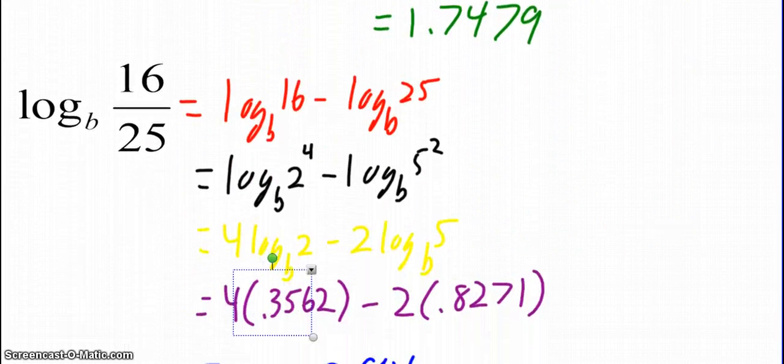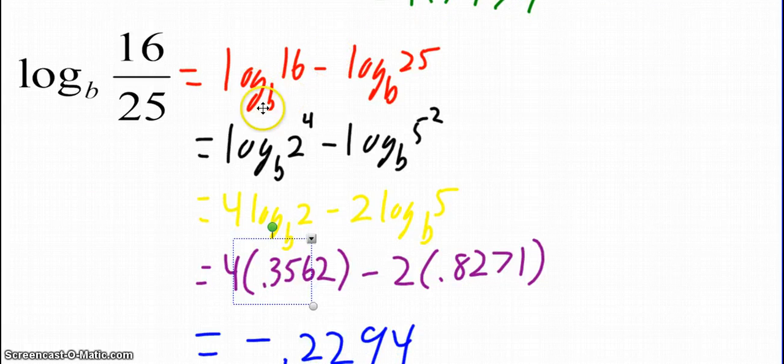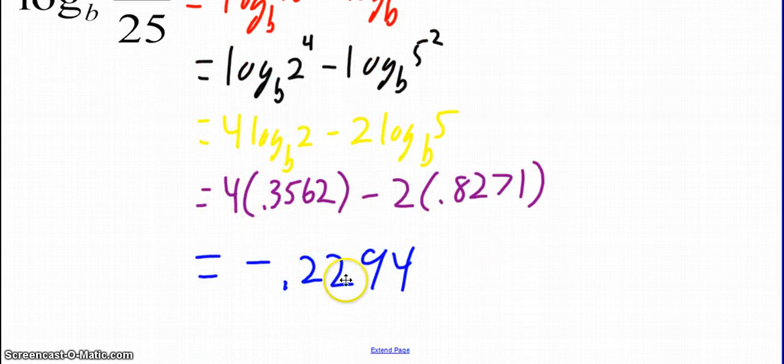Log base b of 16 over 25 is log base b of 16 minus log base b of 25. 16 is 2 to the 4th. 25 is 5 squared. So this becomes log base b of 2 to the 4th minus log base b of 5 squared. Bring the exponent down in front. So this is 4 log base b of 2 minus 2 log base b of 5. Log base b of 2 is 0.3562. Log base b of 5 is 0.8271. Type this into my calculator and I get negative 0.2294.